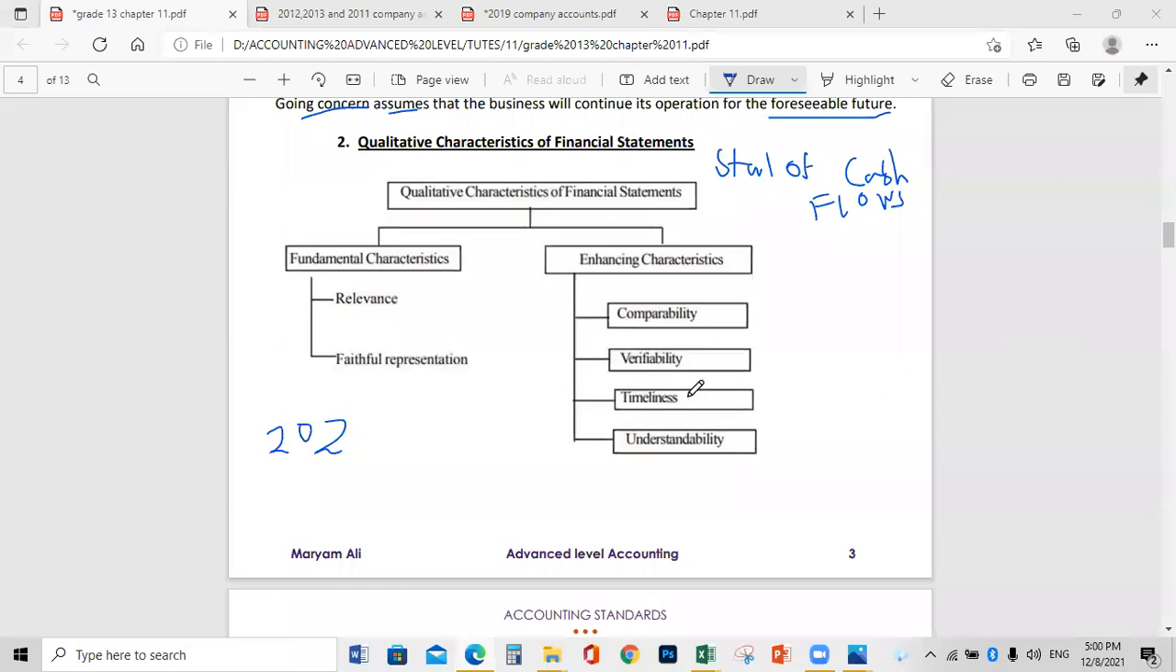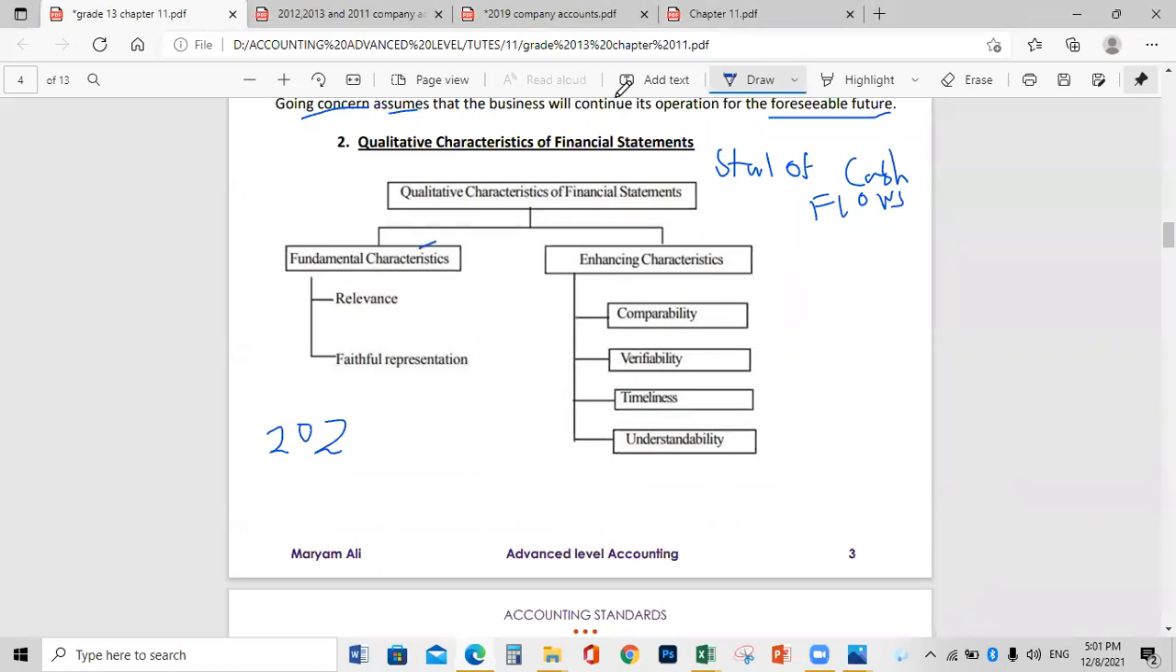Okay, so guys, now we are going to the second conceptual framework element, the qualitative characteristics of financial statements. If you take information, information has a quality. For the information to be useful, it should be of good quality. Then only it becomes useful. So then we have the qualitative characteristics of financial statements. This is like the summary of it.